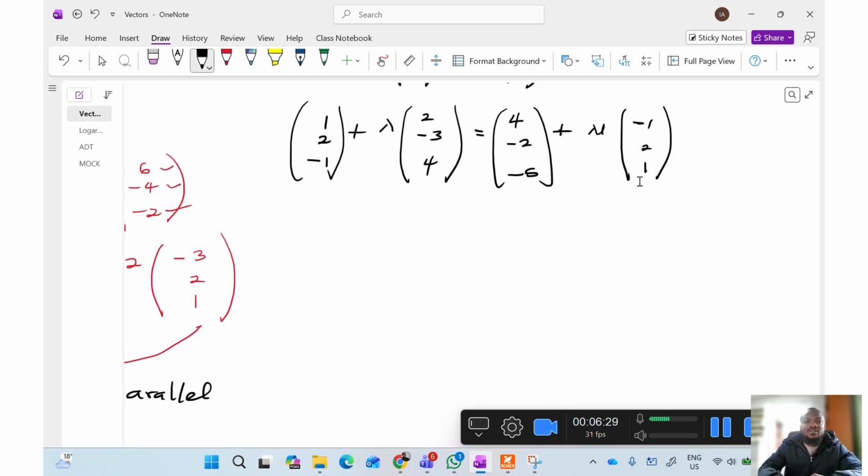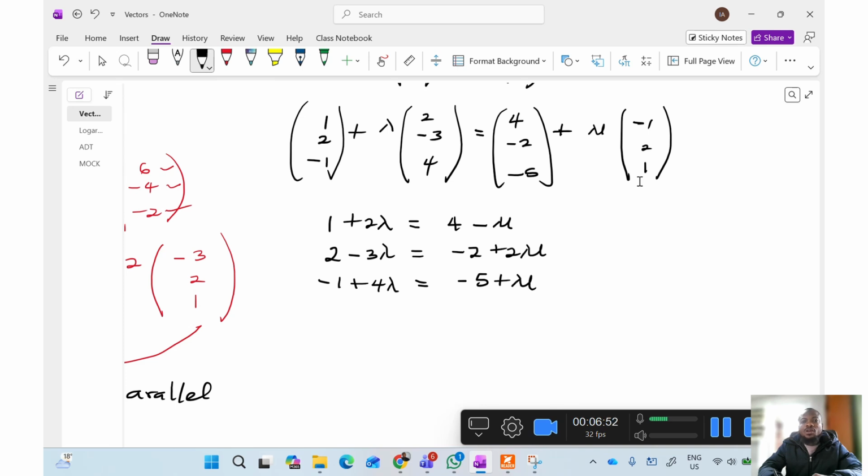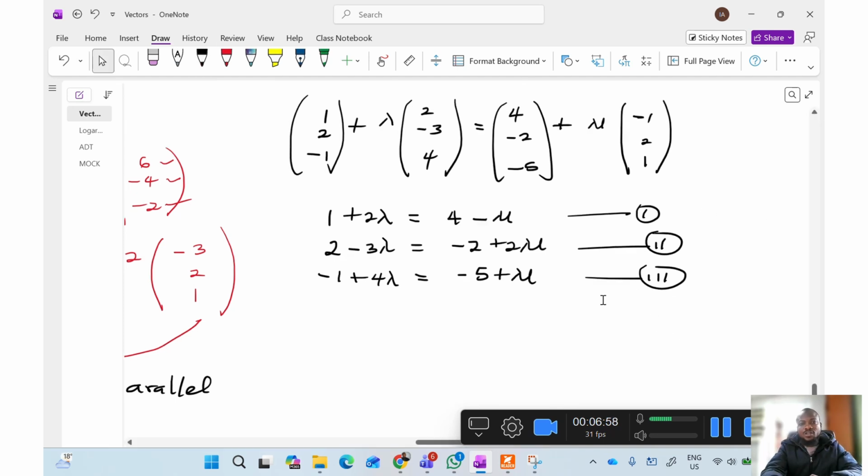on the 3-axis. So this becomes 1 plus 2 lambda is equal to 4 minus mu. Then 2 minus 3 lambda is equal to minus 2 plus 2 mu. Then minus 1 plus 4 lambda is equal to minus 5 plus mu. So these are three equations: equation 1, equation 2, and equation 3. I hope this is well understood.